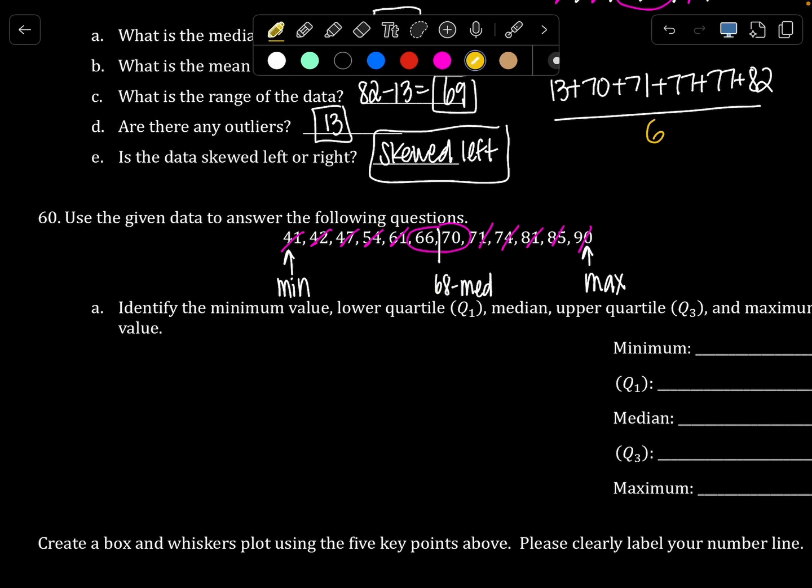Find the middle number of the lower half. So 66 belongs to the lower part, and you get two middle numbers, 47 and 54, in the lower part. And you get 50.5 for Q1. And then same thing for the upper half, cross out, 74 and 81. Divide by 2, and you get 77.5 for Q3.